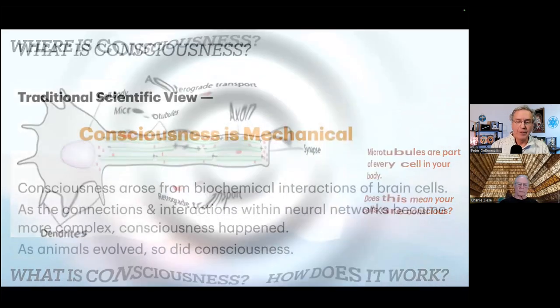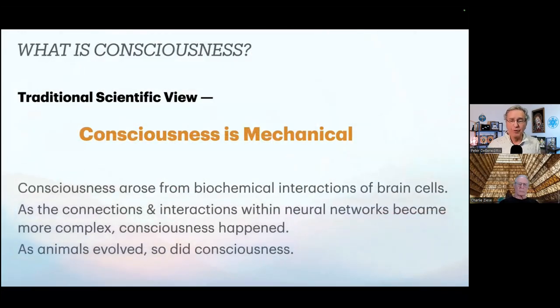Okay. So now, the traditional view of science and consciousness is that it's mechanical, all right? If you ask a traditional scientist, they would tell you consciousness arose from biochemical interactions of brain cells. And then they would say, as you got more connections and more interactions, a bigger brain, your neural network became bigger, and then boom, consciousness happened. In other words, we reached this threshold. That's it. Consciousness kicked in. So basically, as animals evolved, consciousness evolved. That's what traditional researchers will tell you.